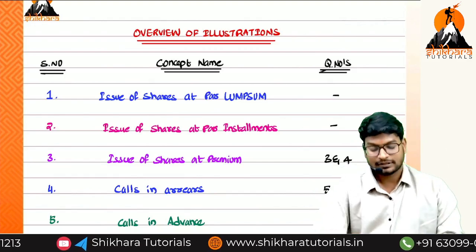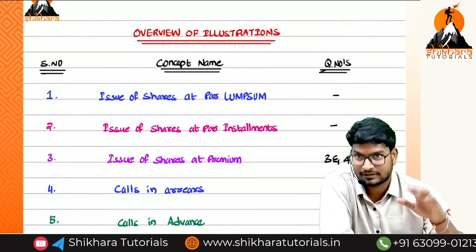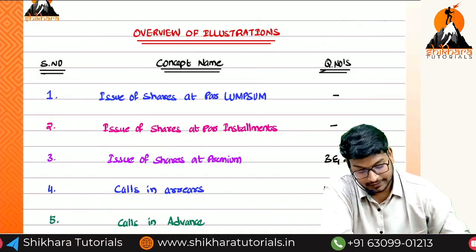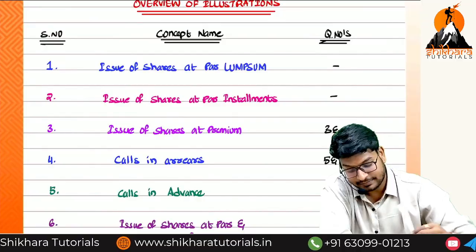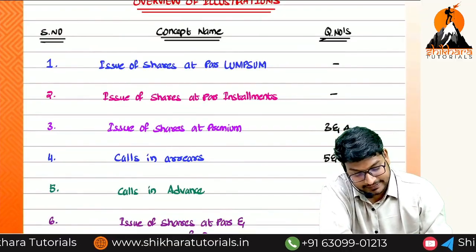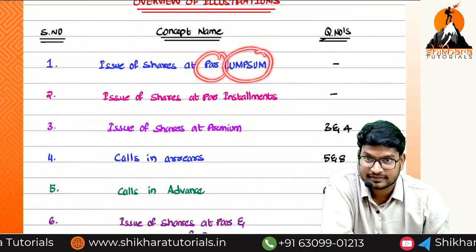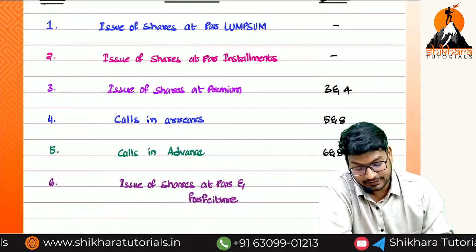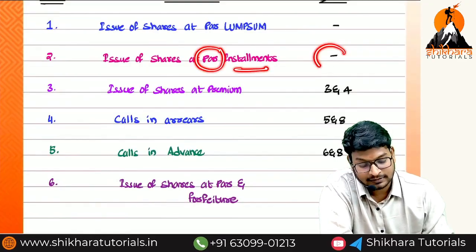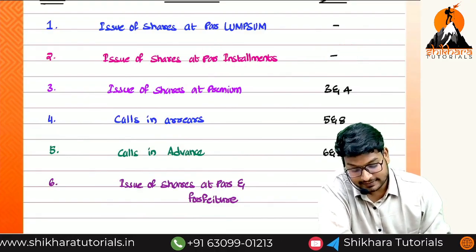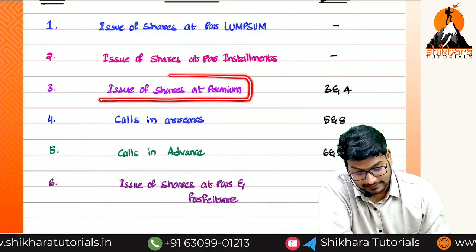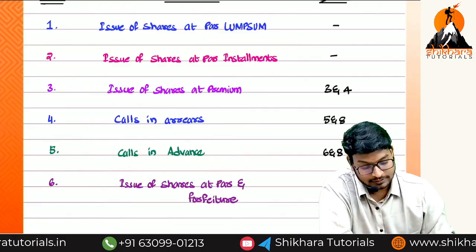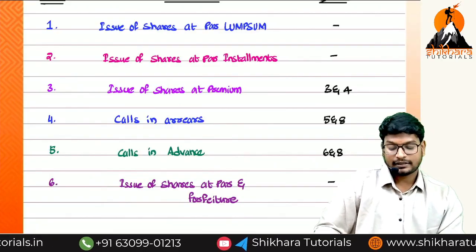So, till now we have discussed 90% of this chapter. Totally, we have completed only 10%. Two examples are remaining. We have discussed the issue of shares at par, lump sum, but there are no questions in our book on this one. And next one, issue of shares at par, installments. There is no question. Directly they're asking about issue of shares at a premium. Questions number 3 and 4 are available. So this is the overview. We can write afterwards. Okay?